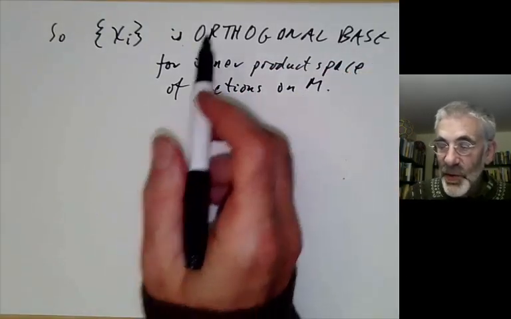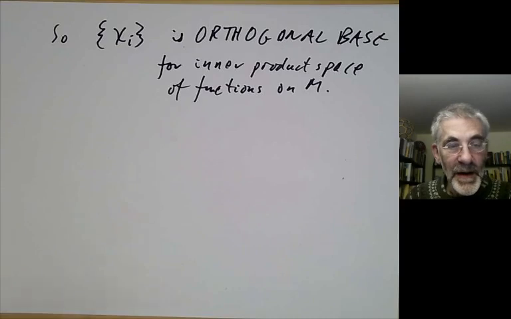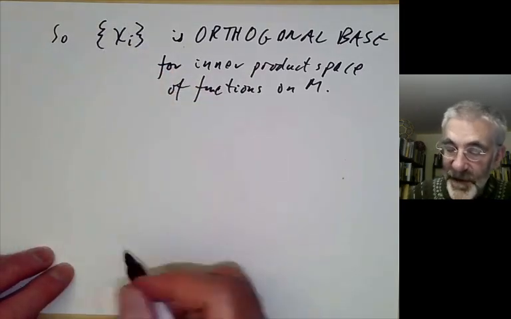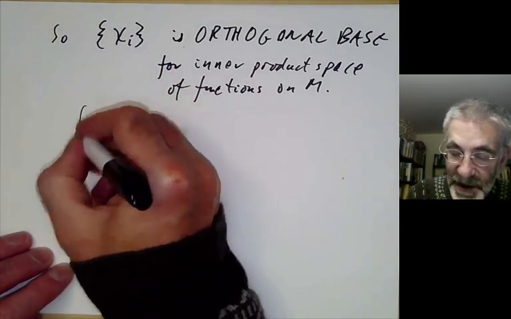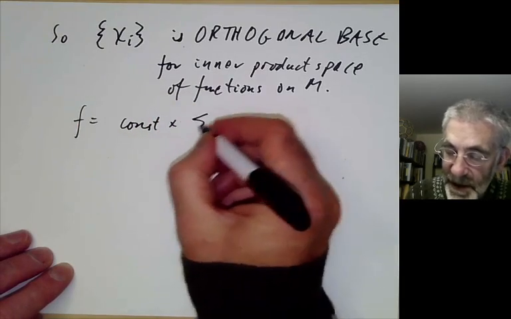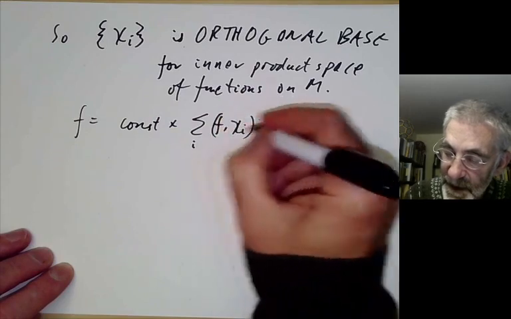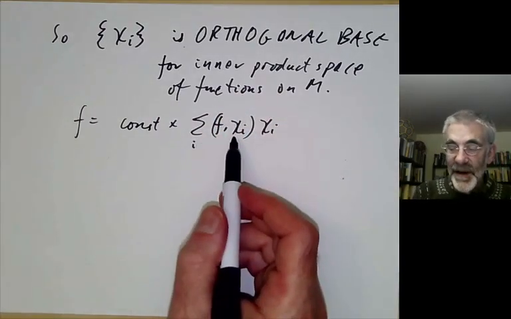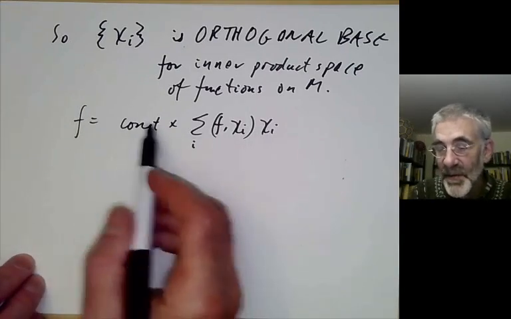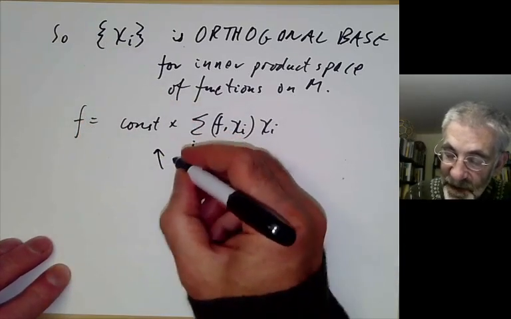And if we've got an orthogonal basis on a vector space, we can write any vector as a linear combination of these. So any function f is going to be some normalizing constant times the sum over i of the inner product of f and chi i times chi i. So it's just the usual way of writing a vector in a Euclidean space in terms of an orthogonal basis. This constant depends on the norm of these. And this is actually really just a Fourier series.